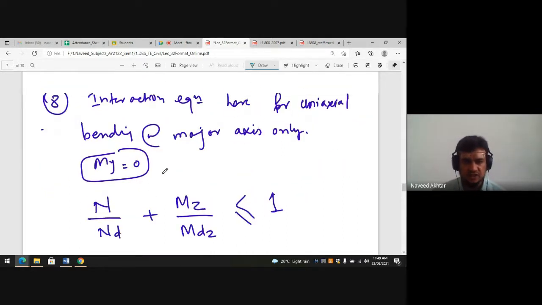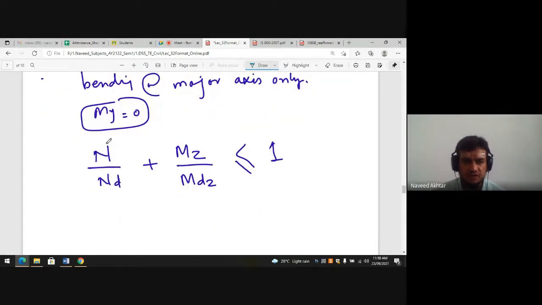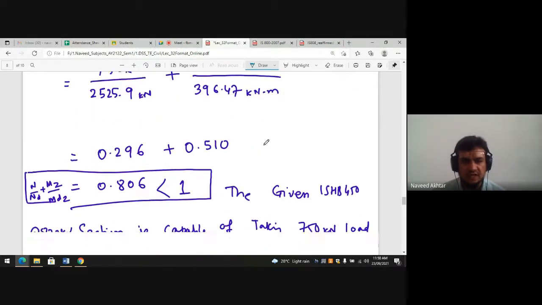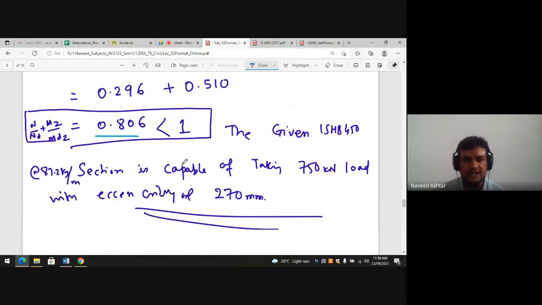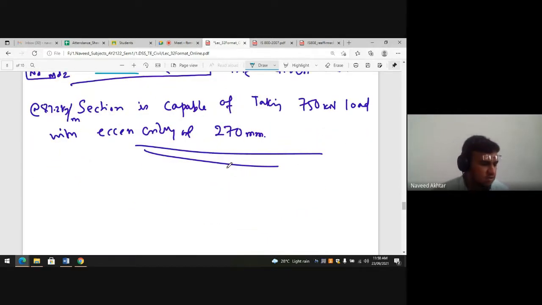Then using the interaction formula for uniaxial bending, major axis only, because MY is 0, MZ upon MDZ is calculated. Put all these values you have calculated, and you get the value 0.806, which is less than 1. It means the given section is capable of taking the 750 kN load with an eccentricity of 270. So that is the example we had to solve. This is all about the example on the eccentric problem.